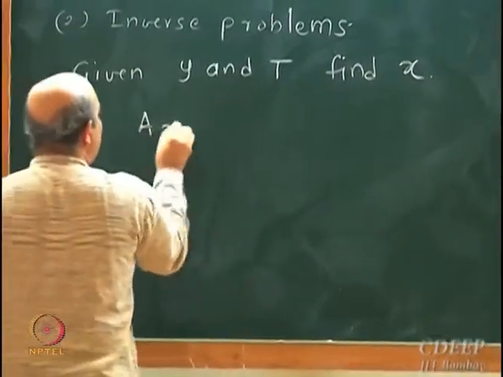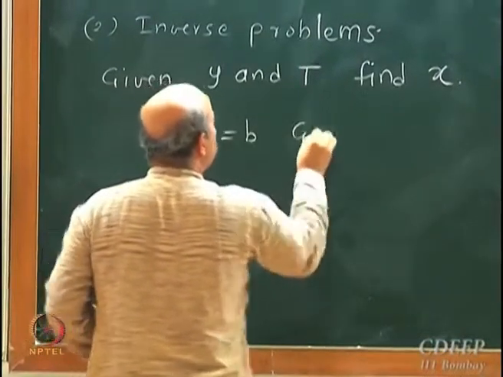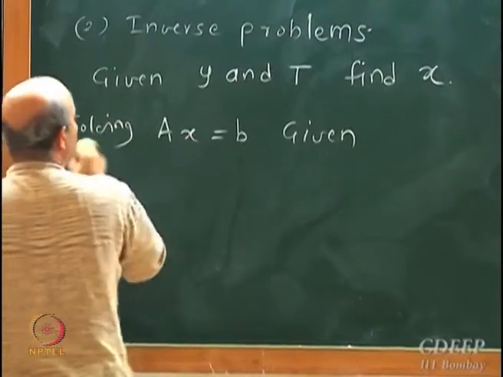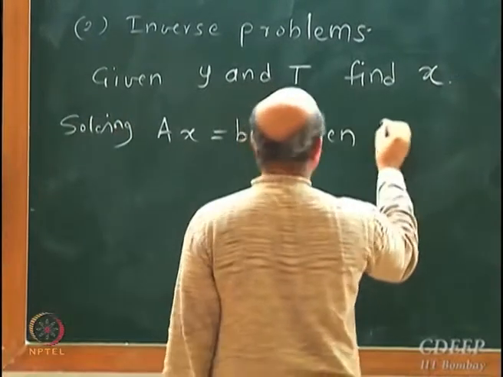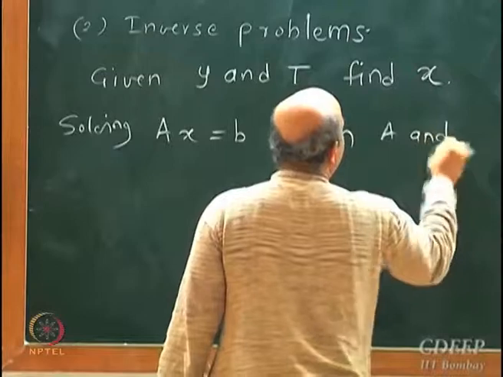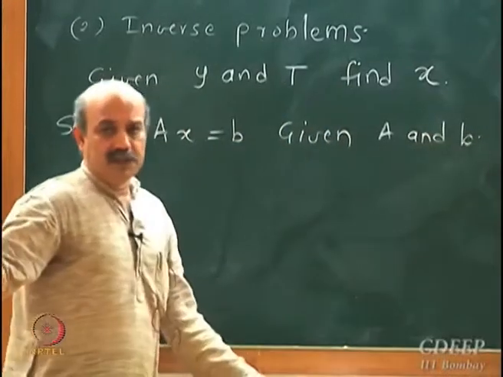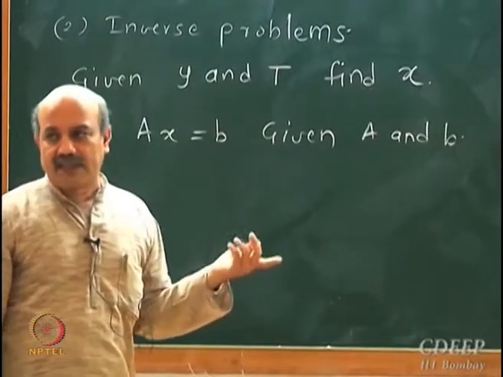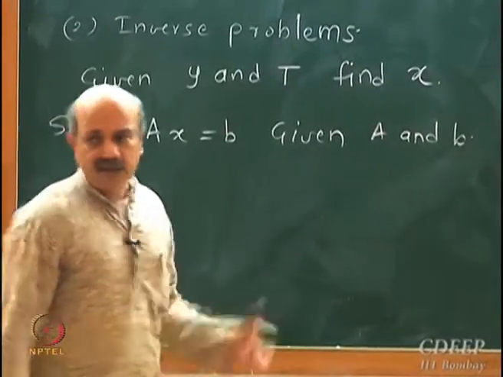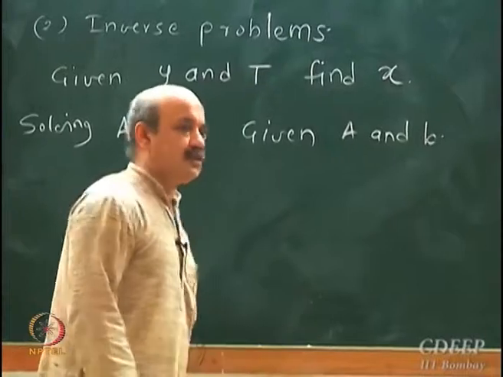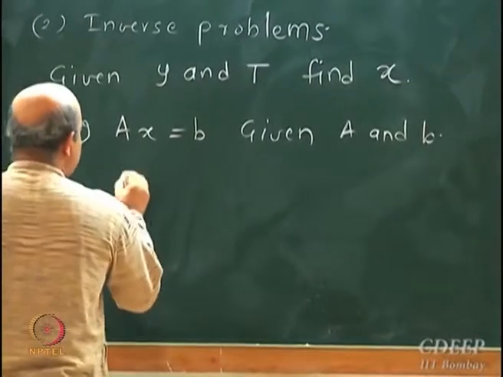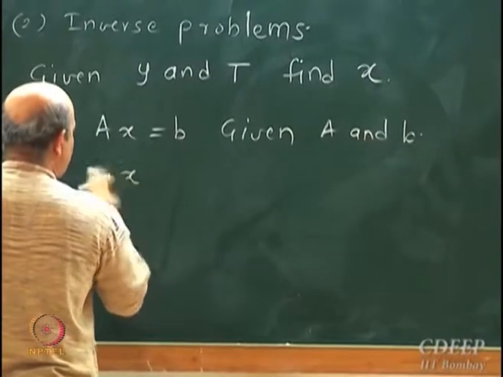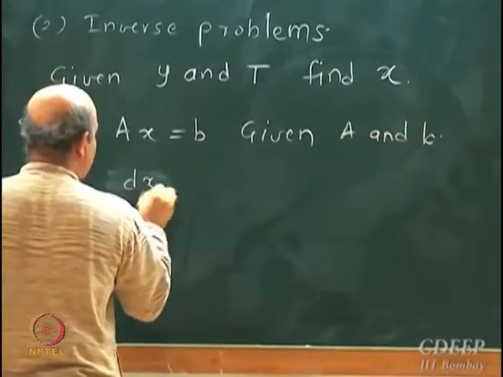So solving Ax equal to b, given A and b. This is the classical problem: given the right hand side and given the operator, you want to find out x, right? This is probably the problem which you will solve most often in this course. Then, we are given some differential equation.